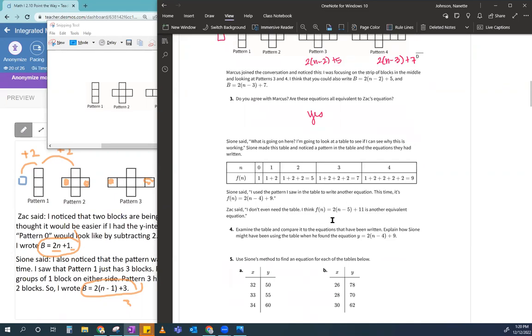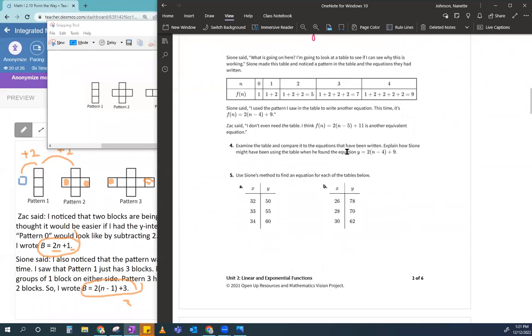Yeah, right? Because look, 2n minus 10 plus 11 would be 2n plus 1, which is the same. So examine the table and do the comparisons and explain how Sion might have been using the table when she found the equation 2 parentheses n minus 4 plus 9, right? Okay. So then we're good on those. So then it says use Sion's method to find an equation for each of the tables below.